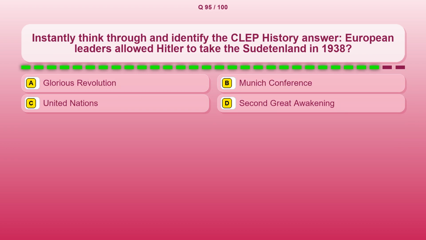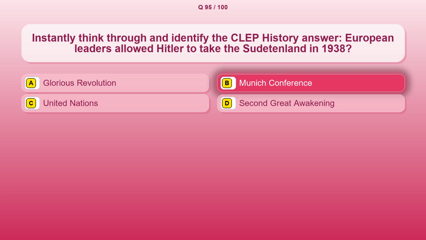Question 95. Instantly think through and identify the CLEP history answer. European leaders allowed Hitler to take the Sudetenland in 1938. Option A, Glorious Revolution. Option B, Munich Conference. Option C, United Nations. Option D, Second Great Awakening.